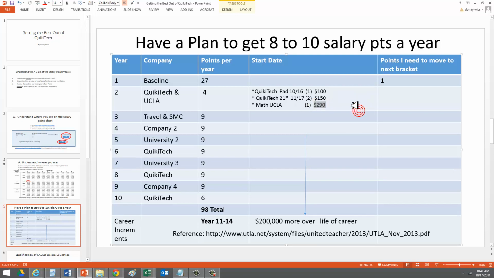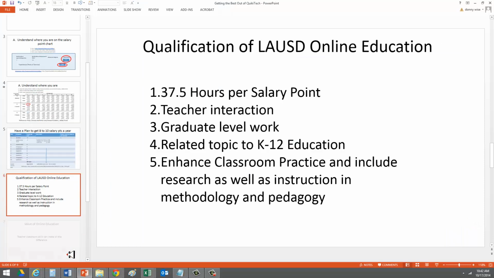Go ahead and write that down, and write a date down where when you're going to actually start these courses. And then always write down how many more points you have, this is in the last column, to get to the next bracket. So that number is in your mind. Eventually, your goal is to get that extra $200,000 over the life of your career. So that article I pointed you to, it's located here. Feel free to pause the video and you can read that at your own time.